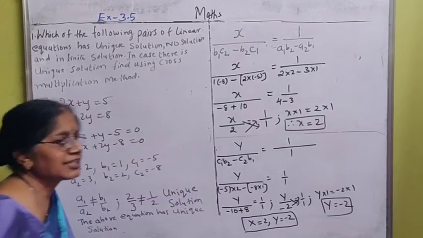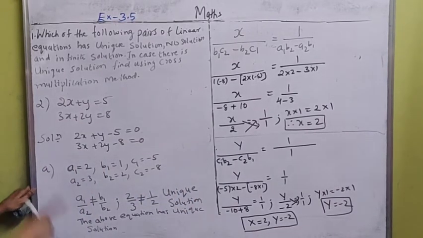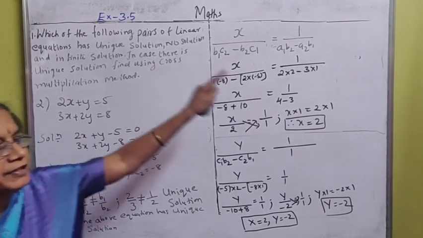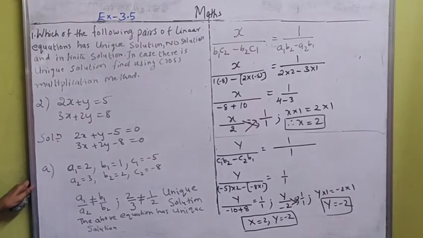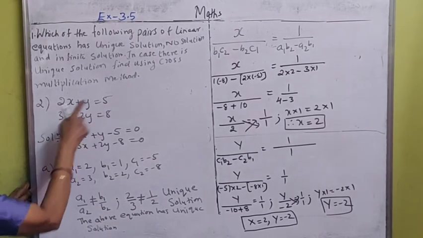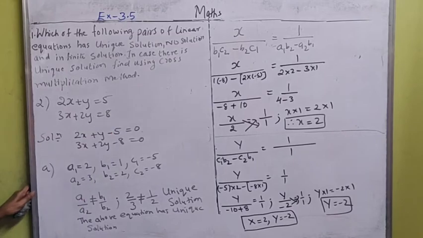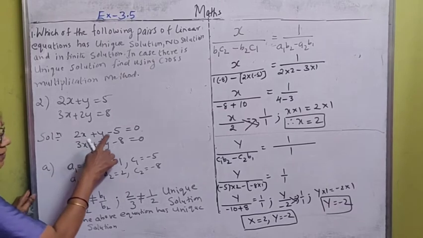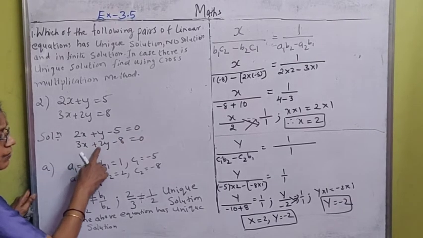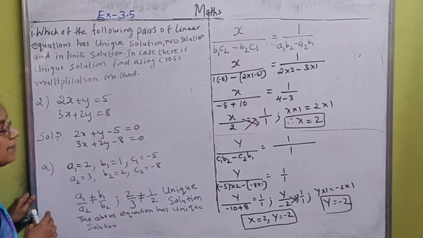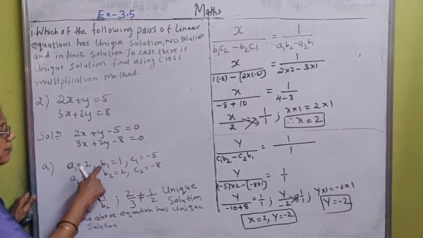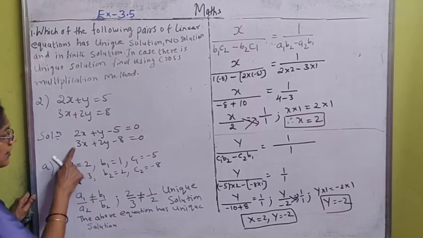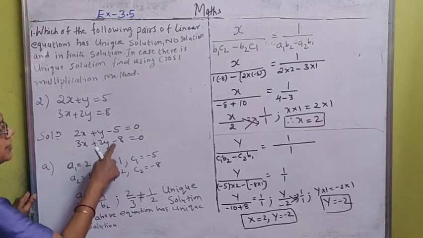With what? Cross multiplication. So what does the sum say? If you get the solution for unique solution, then only you have to find out with the cross multiplication. What was the sum given? 2x plus y is equal to 5, 3x plus 2y is equal to 8. It is not in its standard form. So let us arrange in standard form. 2x plus y minus 5 is equal to 0, 3x plus 2y minus 8 is equal to 0. Now we have to find out the values. A1 is 2, B1 nothing is there means 1, C1 with the sign minus 5. A2 is 3, B2 is 2, C2 with the sign minus 8.